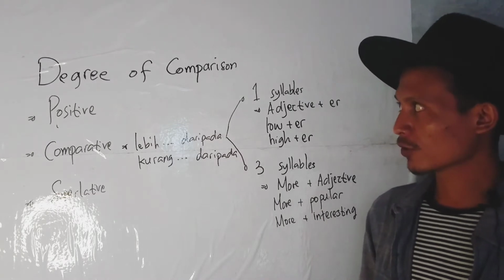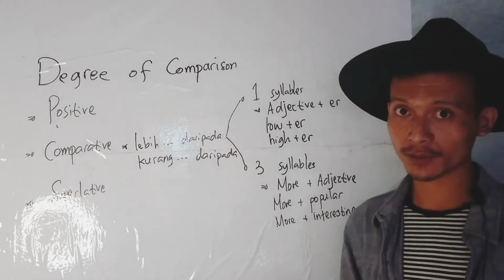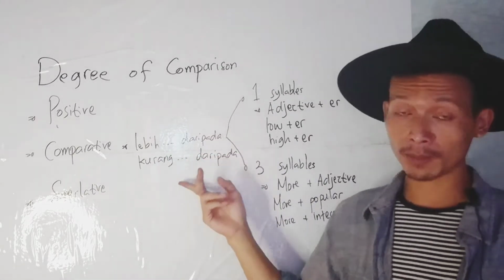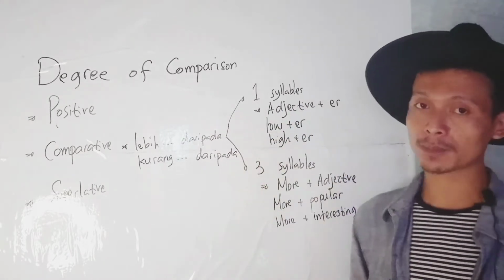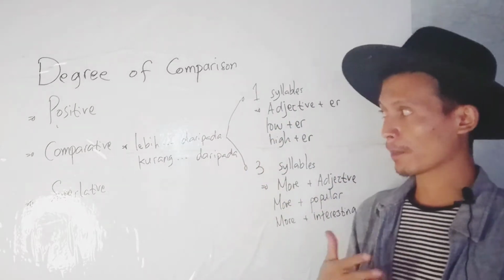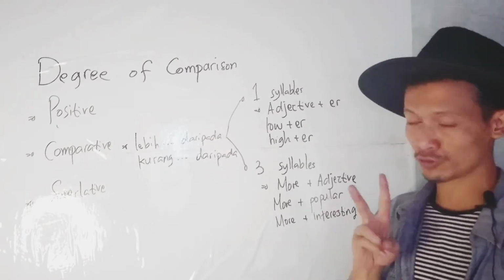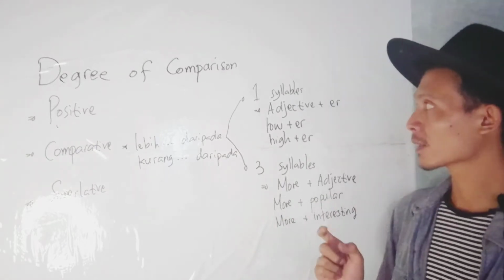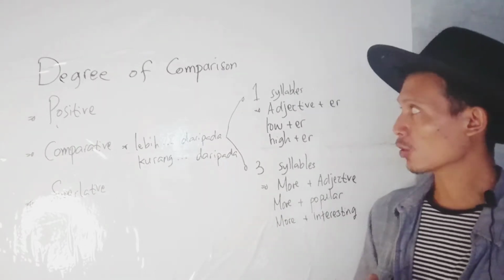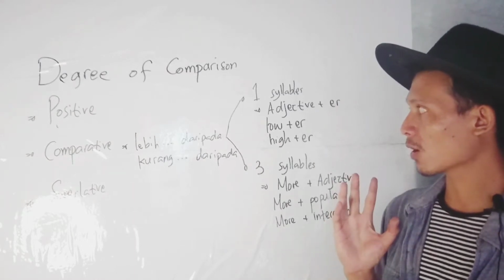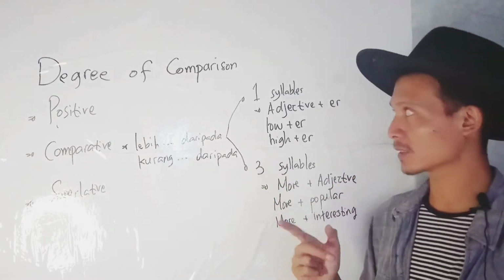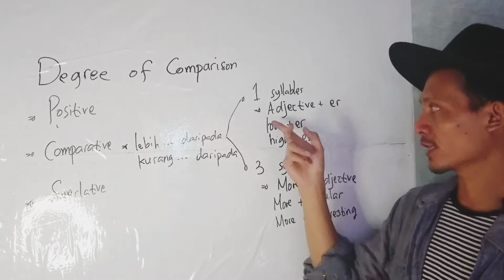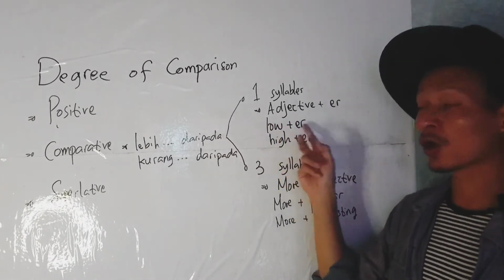Now let's move on to the discussion of comparative. Comparative means lebih daripada, or kurang daripada. Different from positive, for comparative degree of comparison, there are 2 concepts. It depends on the syllables, tergantung suku katanya. If the adjective consists of one syllable, we just simply put er. Ini artinya sudah lebih. For instance, low plus er, lower, lebih rendah.